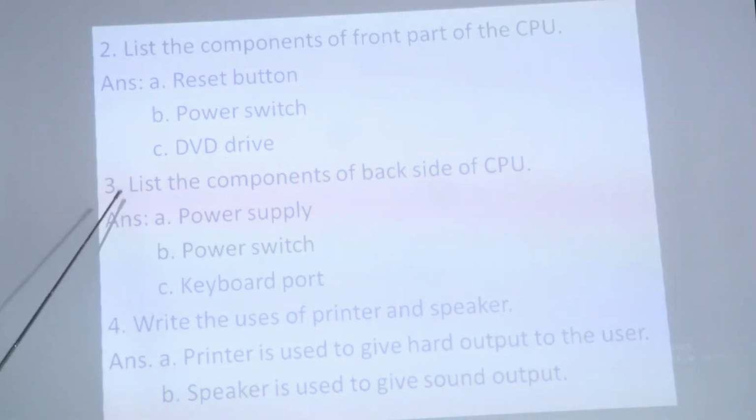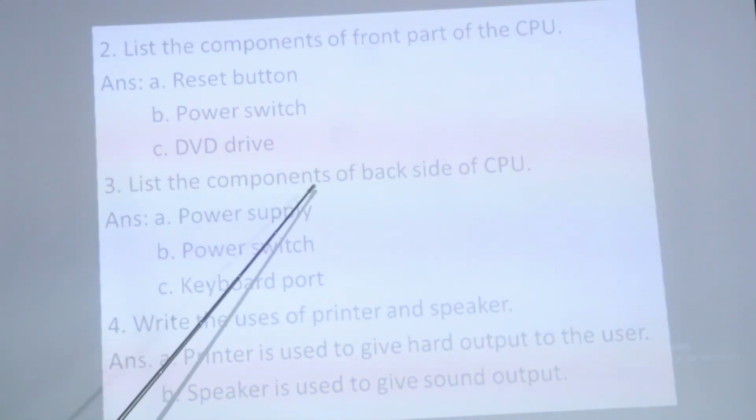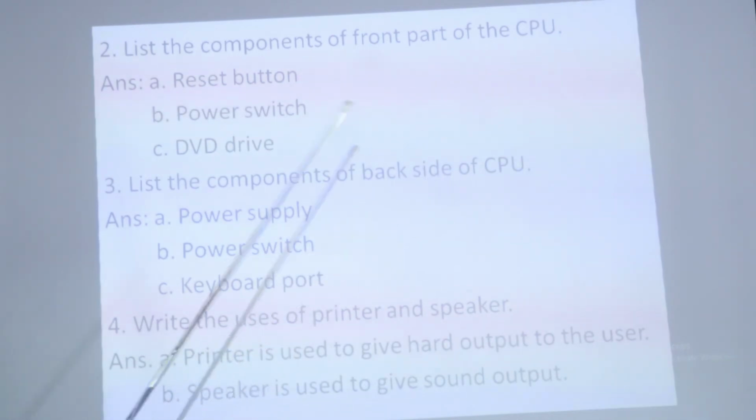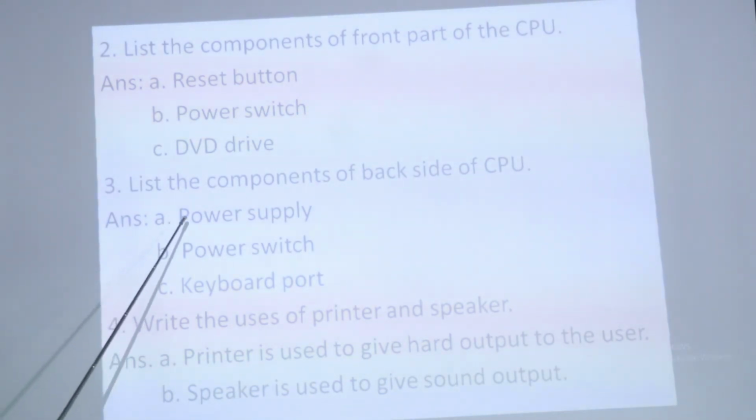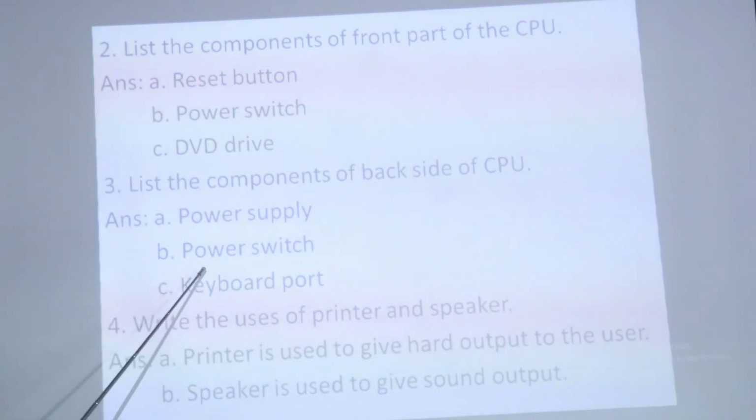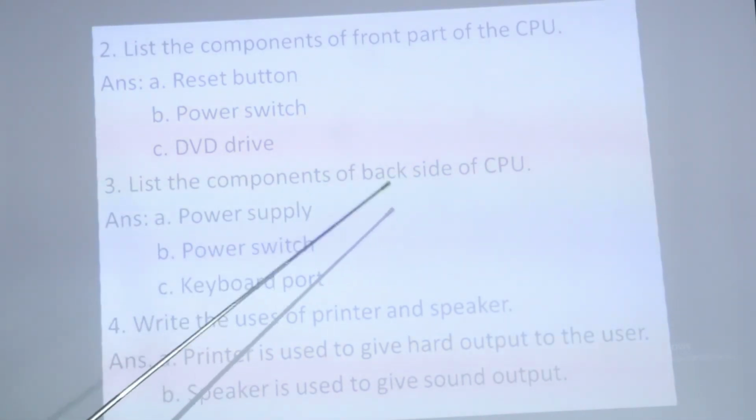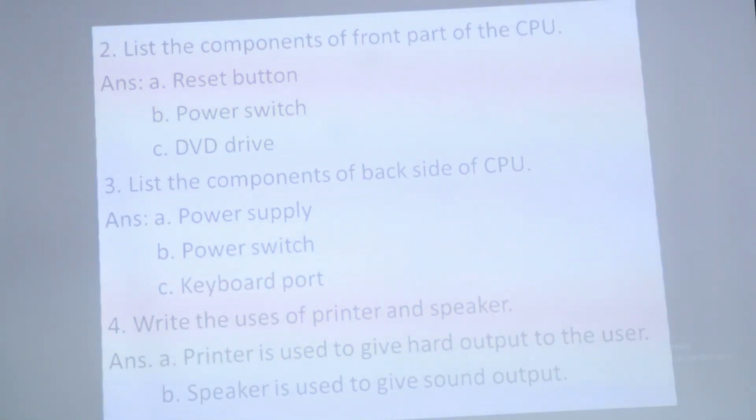Okay, question number 3. List the components of back side of CPU. Answer: A. Power supply. B. Power switch. And C. Keyboard port. These are some components of back side of CPU.